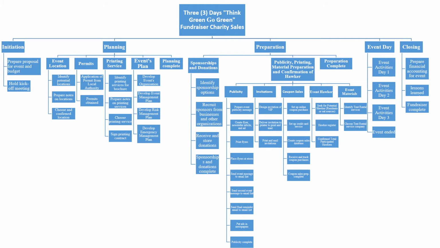On this slide, the main activity is the 3-day Think Green Go Green fundraiser charity event. We can see that outline level 1 is the main activities such as initiation, planning, preparation, event day, and closing day. And then for work packages at outline level 2, we have event location, permits, printing service, event plan, and planning complete. This is level number 2. And we have work package level 3. We can see publicity, invitation, coupon sales, event occur, and event material.